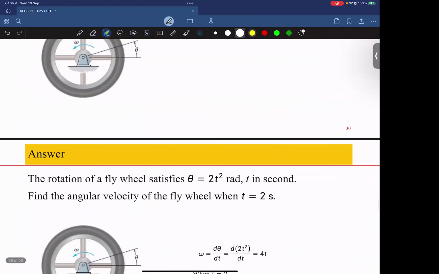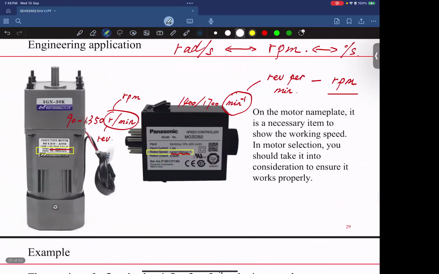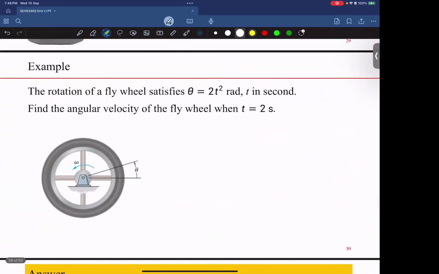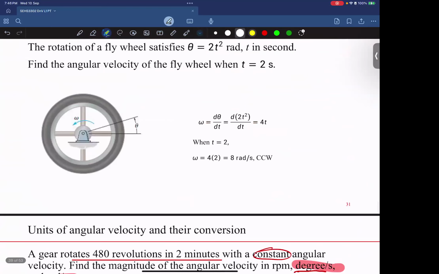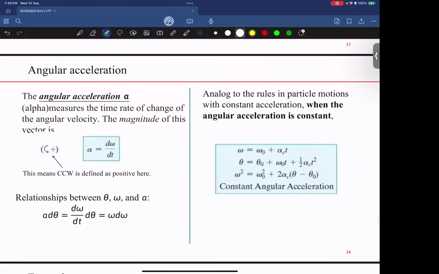Okay, let's come back. Nothing special here, you just read it by yourself. We come to the angular acceleration. It is not the key topic today, but we still need this definition to keep the logical sequence of our lectures.